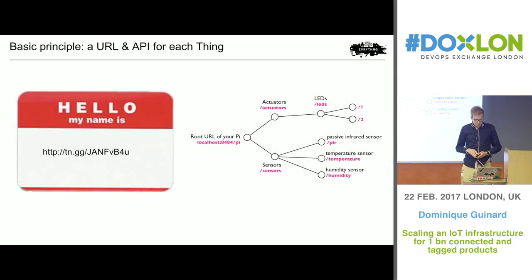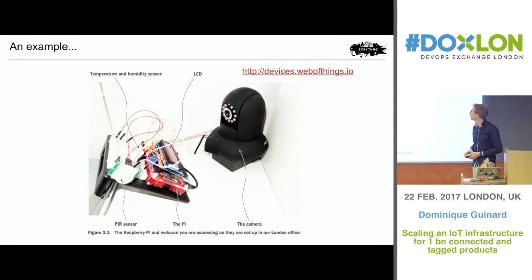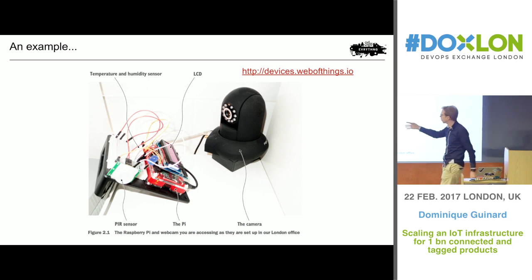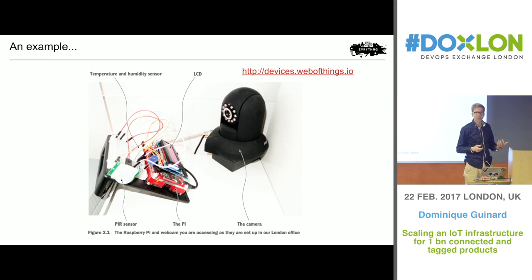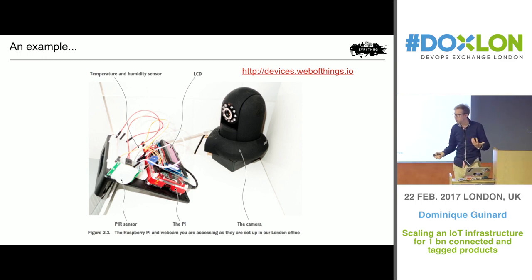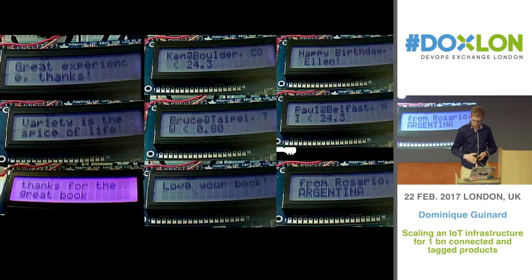So the basic principle is actually giving a URL and a web API for each thing, right? And that's what we did pretty early on with this device that you can find online, where people can send messages and people can interact with all the hardware of the device using purely web protocol. When we launched that, it seemed like something completely new. Today, it might seem to you quite obvious to use web protocols on devices because the world has moved on, and a lot of devices have actually adopted this Web of Things philosophy.